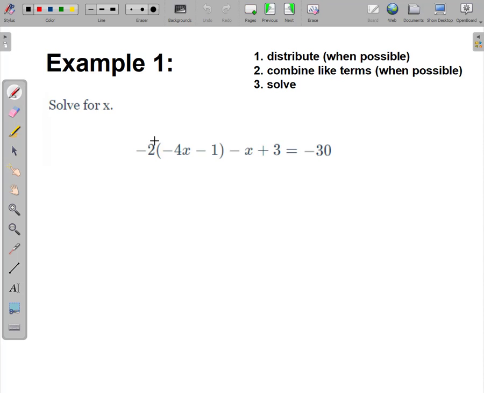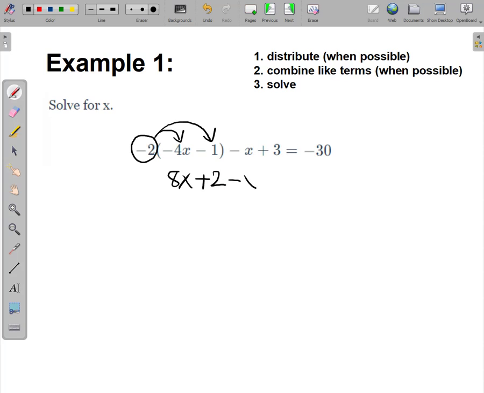So in this case, I'm going to go ahead and circle this -2, and this is the value that I want to distribute through the parentheses. And by distributing -2 to -4x, the result is 8x. Please remember that when you multiply and divide negatives, when you have a negative times a negative or positive times a positive, when the signs are the same, it's always going to be positive. Similarly, -2 times -1 is going to give you +2.